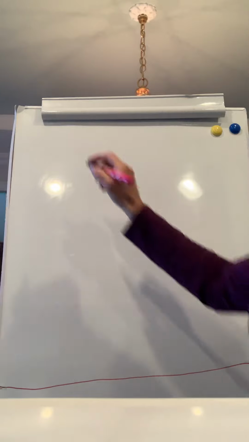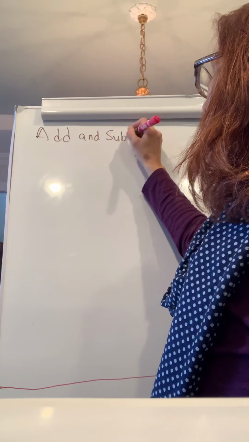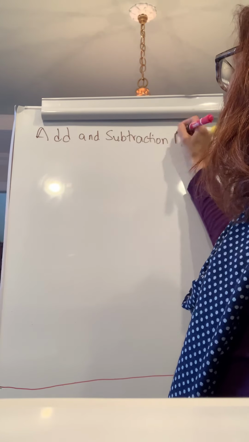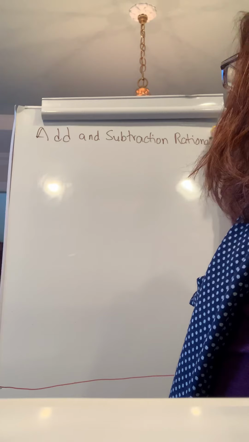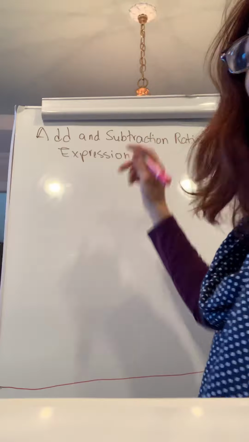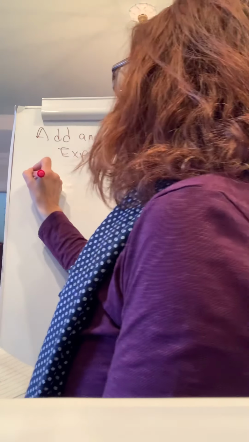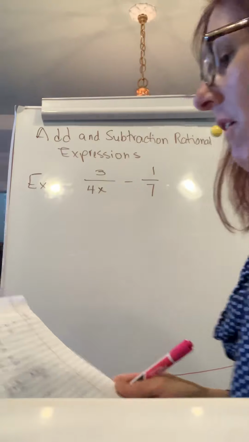This morning we are going to learn how to add and subtract rational expressions that have unlike denominators. So on Friday, you did some practice of finding least common multiples, which we need to have. So let's look at our first example. All right, here's my first example.